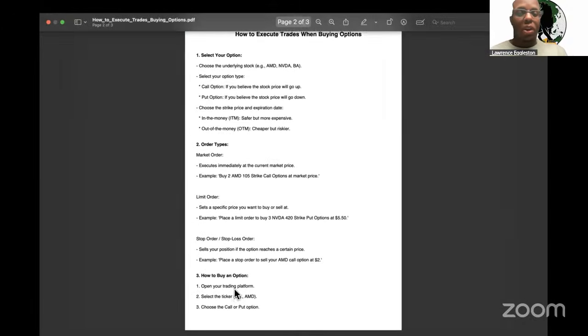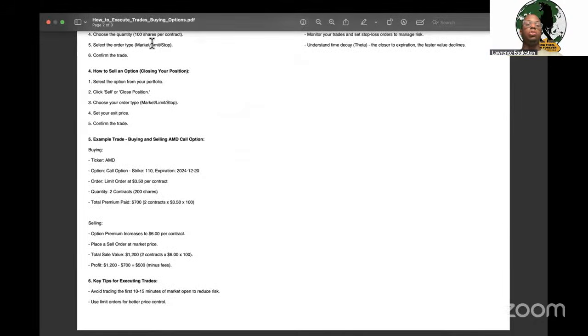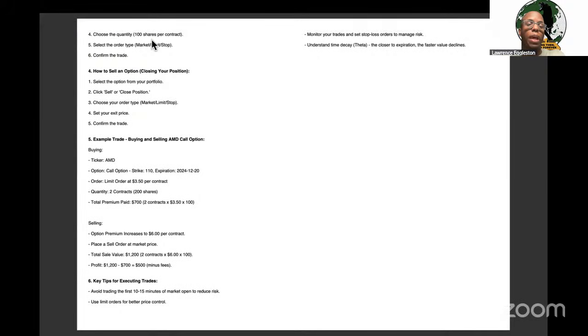So we're going to next talk about how to buy an option. You open your trading platform. You select your ticker. In this example, it's AMD. You choose whether you're buying a call or a put option. You choose the quantity, right? So 100 shares per contract. So one contract is equal to 100 shares. You select the order type, excuse me, market, limit, or stop. Then you confirm the trade, right? It's really just that simple.